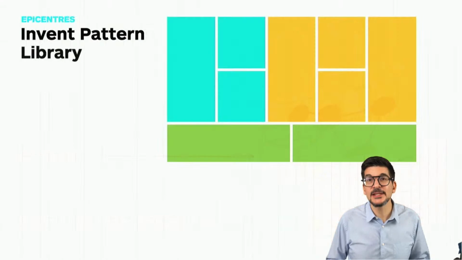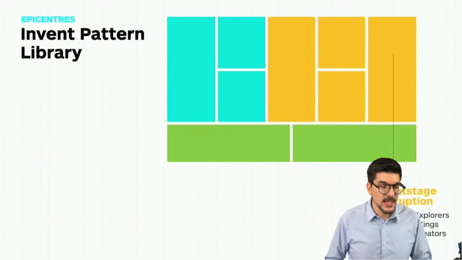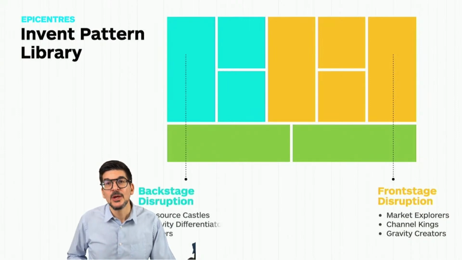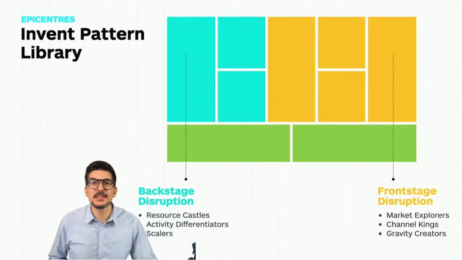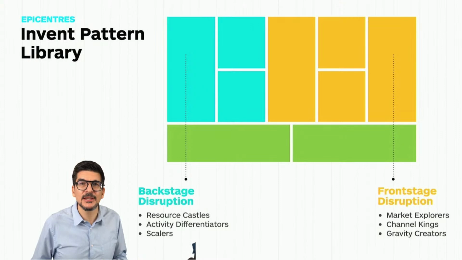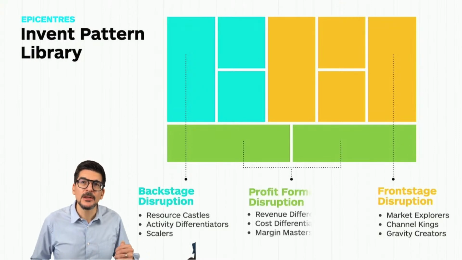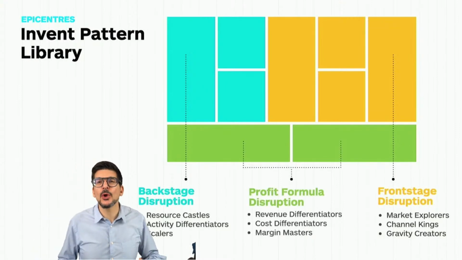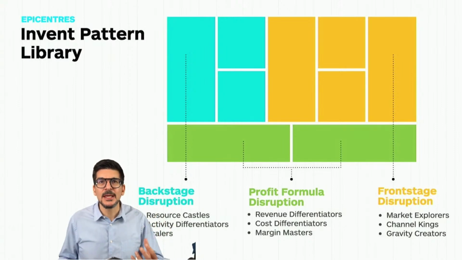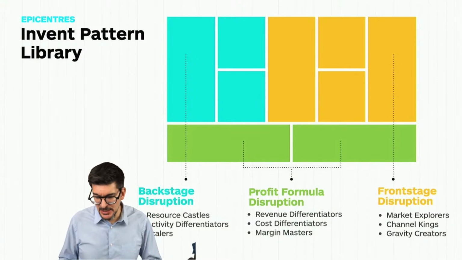And we created an entire library around this, some that start with the front stage, customers, markets, channels, that's the yellow part. Front stage disruption, we call this. Then you have the blue part, where you disrupt the backstage, different resources, different ways to configure your activities. And then you have the green part, where you're going to change the way you earn money. So many, many different patterns, and all of them can act as an inspiration for you.